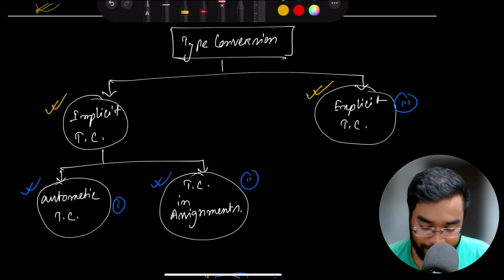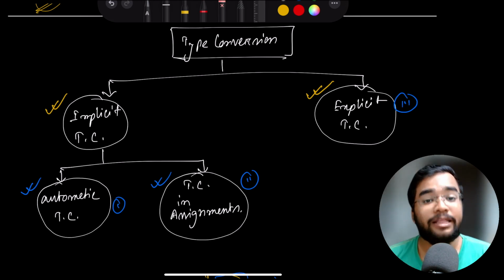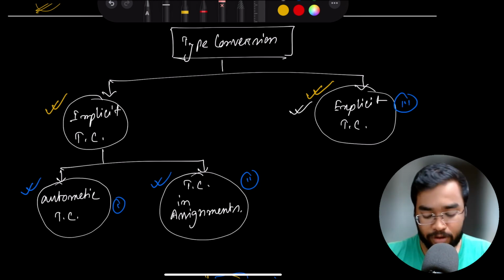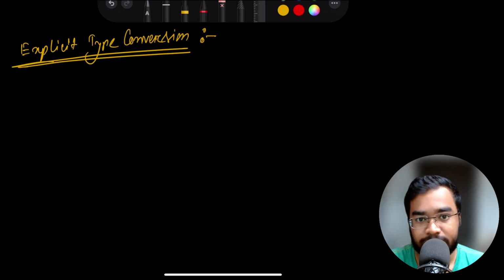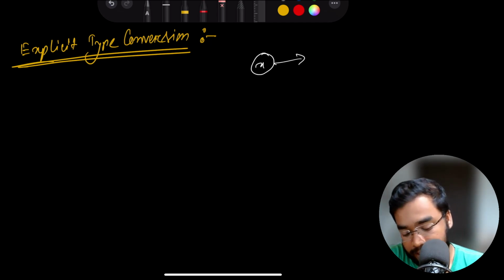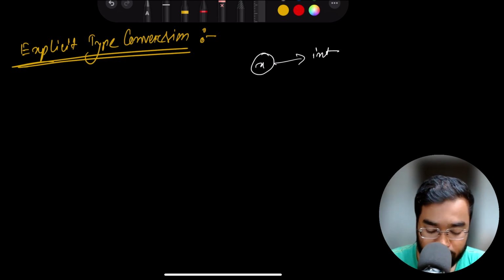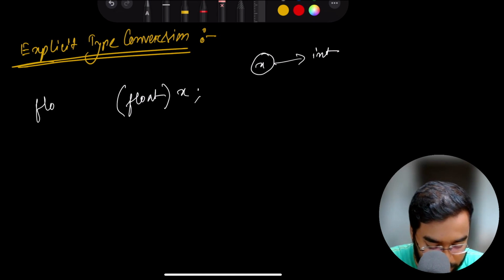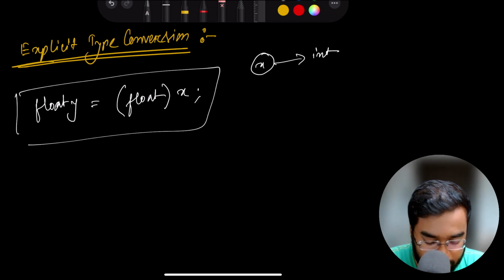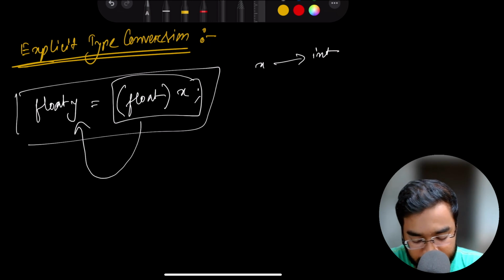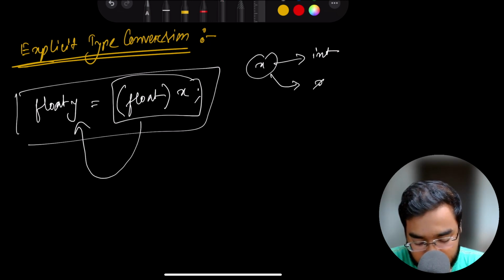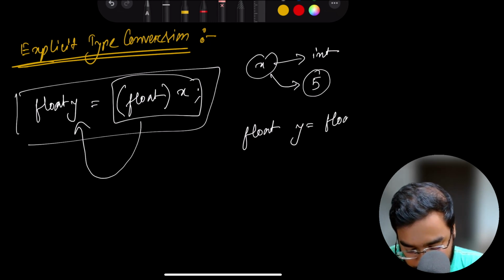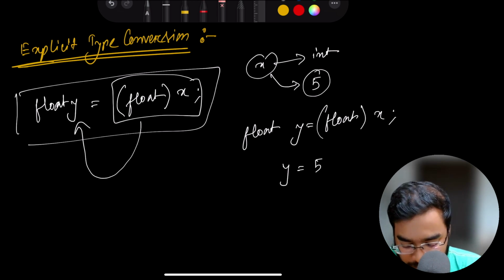I hope you are understanding, but there are some disadvantages of implicit type conversions. There are some scenarios where implicit type conversions can't fulfill your requirement. At that time, explicit type conversion comes in. The basic syntax of explicit type conversion is, for example, if a variable x is of type int and you want to make it float, you just write float within parentheses and then x. If you write float y equal to float of x, then the float value of x is stored into y. For example, if x is equal to 5, then y would have the value 5.0.